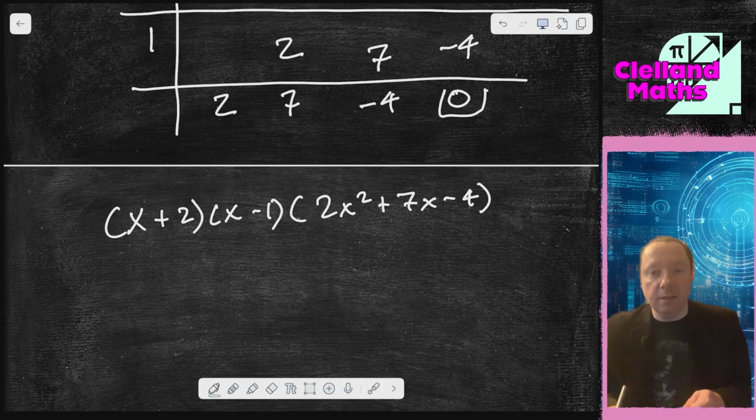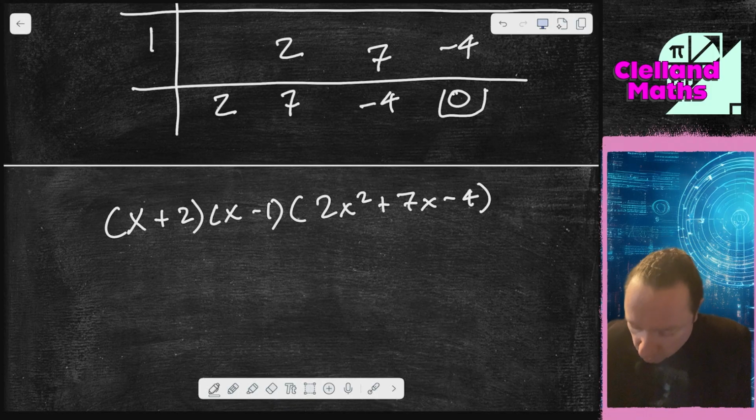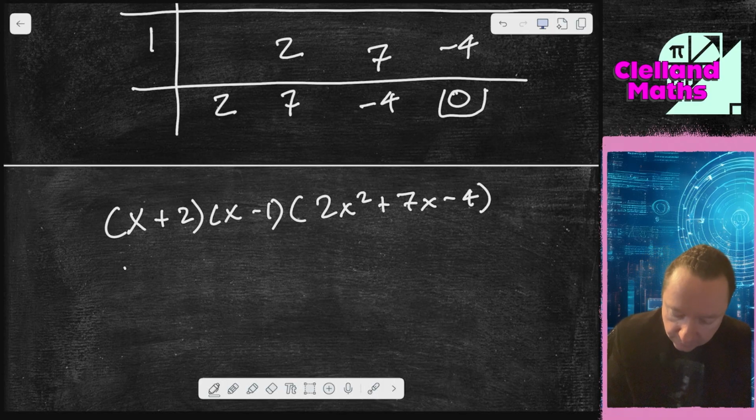Now, does that factorise? If not, you're done. How do we know? Either you just do it, or b squared minus 4ac. If that is not a square number, it's not factorisable. So if you're not sure, check that first. I know that 2 fours is 8 and 1 is 7, so I know that it will factorise. So I get x plus 2 and x minus 1.